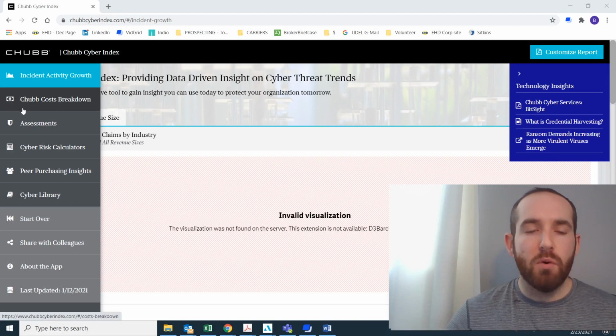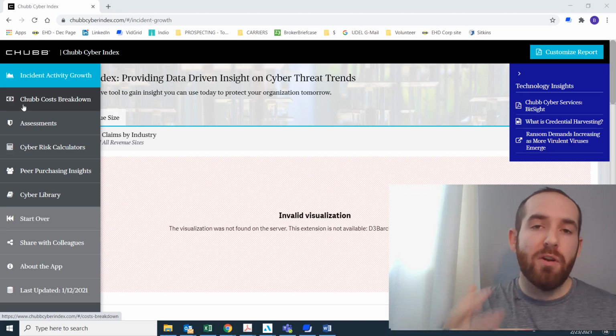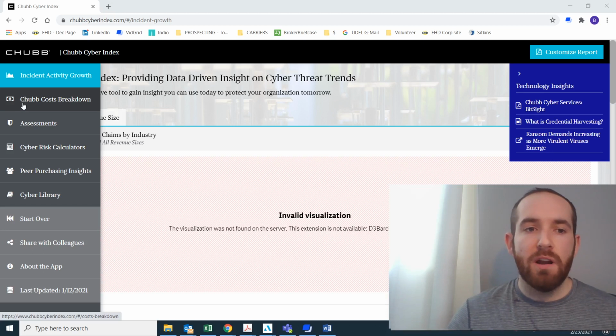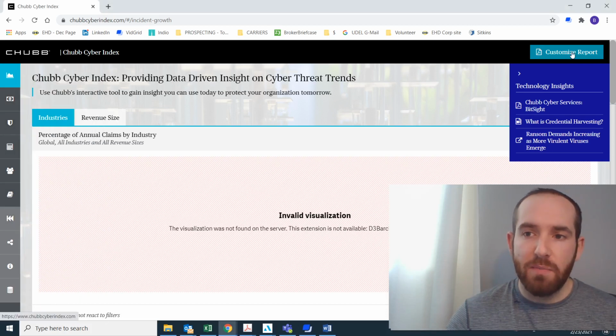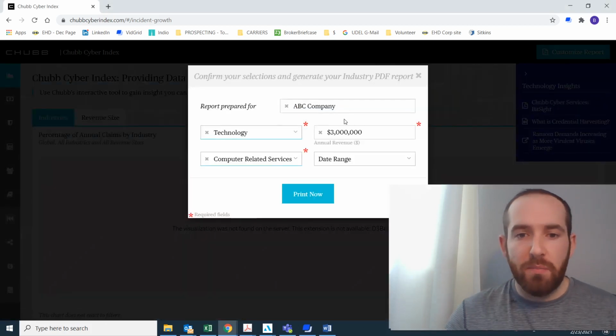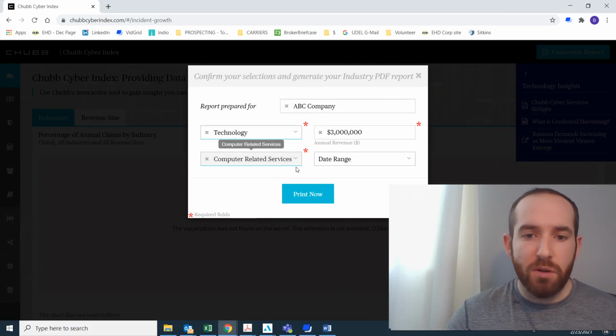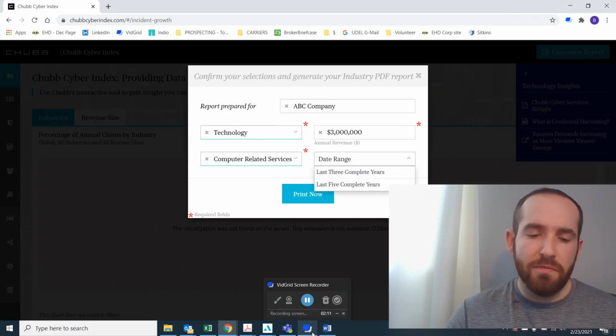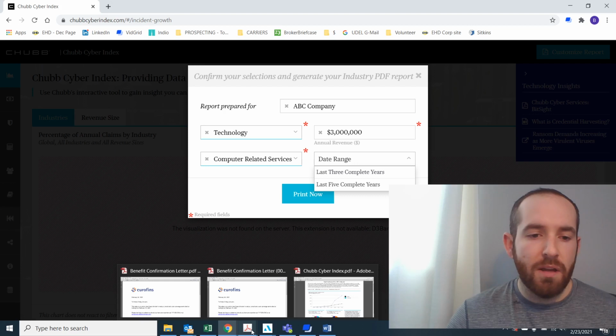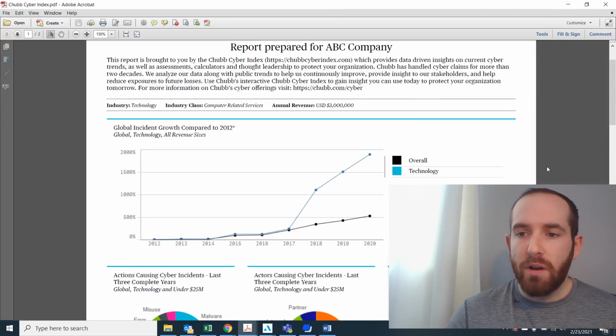It essentially will compare your business against your peers and competitors for the assets that might be affected by a data breach, the actors who will cause a data breach, and the estimated cost of those. You can toggle along these, but I like to go to customize report. For the purpose of this, we're going to pretend we're an IT consultant or an IT service provider, maybe $3 million in revenue, and you can pull the last 3 or 5 years' worth of actual cyber insurance claims data.